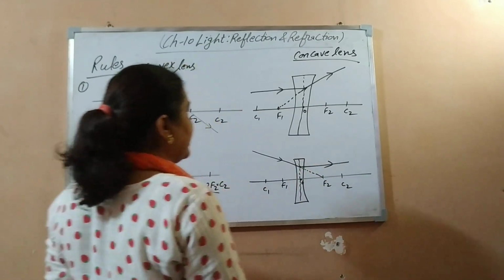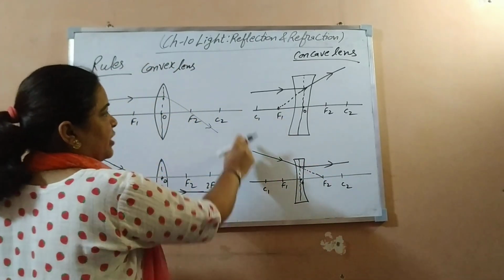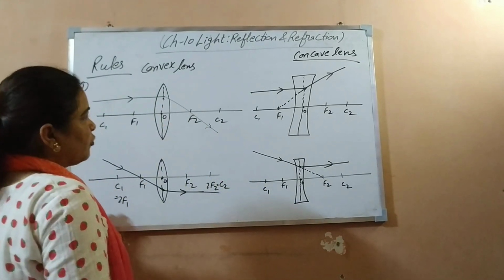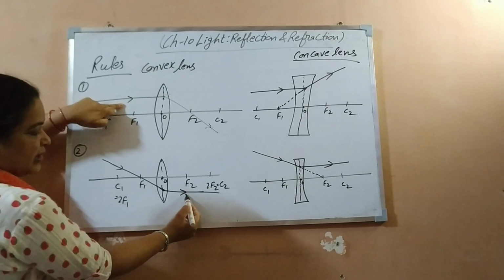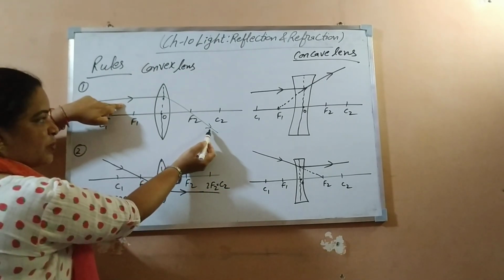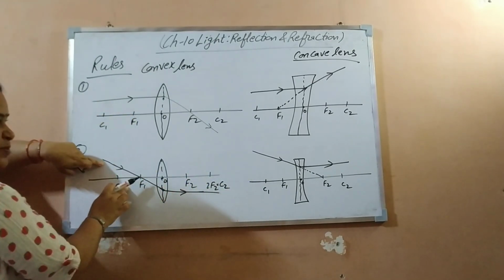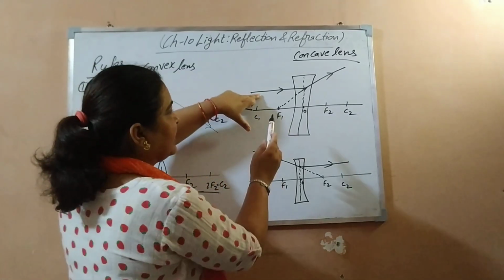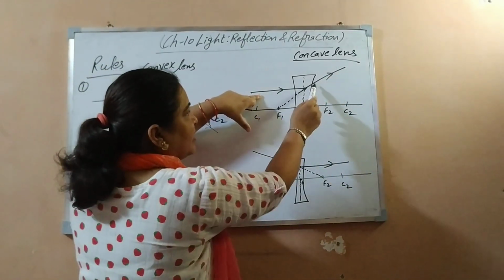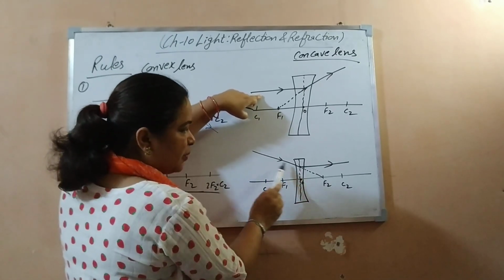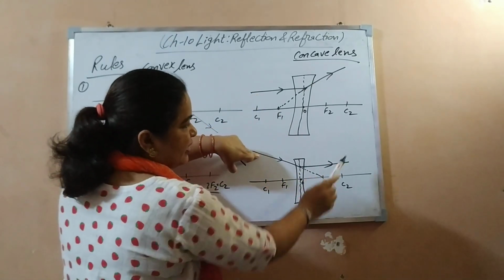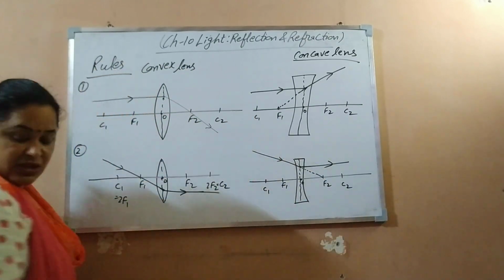What is the difference between these two diagrams and these two diagrams you are watching? Here the arrow is incident. Here the parallel ray is refracted, and the refracted ray passes through the focus. There, the incident ray is passing through the focus. Same here: the incident ray is parallel, and the refracted ray appears to diverge from the focus. There, the incident ray appears to meet at the focus, and after refraction it is parallel. So these are the two rules.